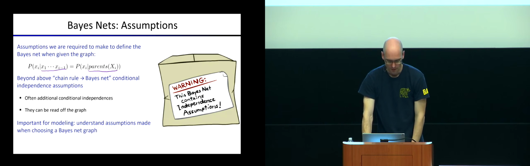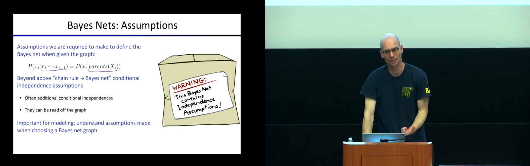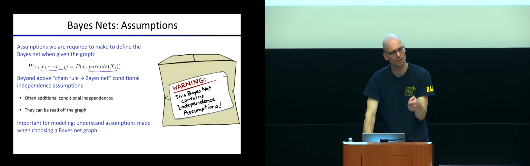By doing this, if we select a parent set that's smaller than all preceding variables, we have made an assumption. Because the chain rule always applies, but once we leave out one of the preceding variables, we lose some expressiveness. There are certain distributions we cannot represent anymore. We lost something. We also gained something. We gained that it's easier to write out conditional tables with a small number of parents, but we lost something in that some distributions will not be possible to represent by a Bayes net if the parents of a node are not all the previous nodes.